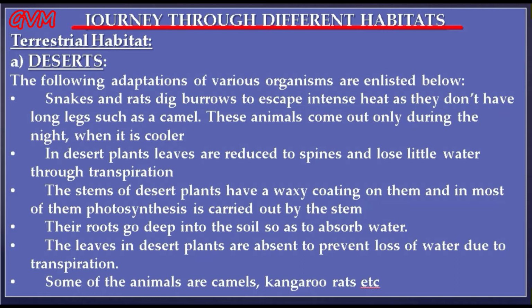The first one is terrestrial habitat. Students, terrestrial habitats are those types of habitats that are generally found on land, like forest, grassland, desert, shorelines and wetlands. Now students, let's understand the first kind of habitat, that is deserts. And students, as I said, deserts are also a type of terrestrial habitat.